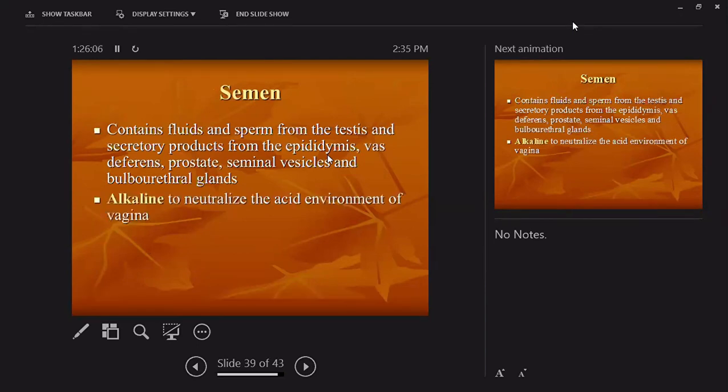Alkaline, your semen, as it passes through your urethra, it is alkaline to neutralize the acid environment of your vagina. Otherwise, all your sperm cells would die. Okay.